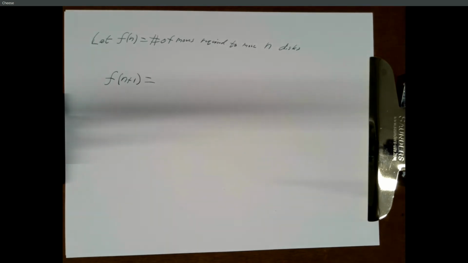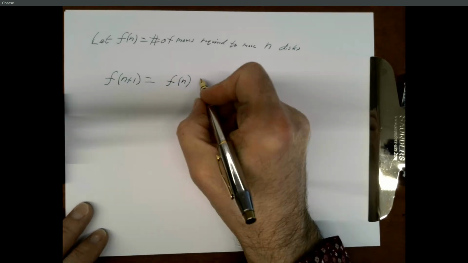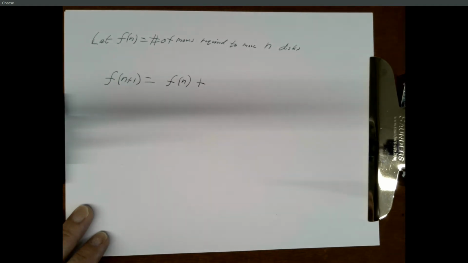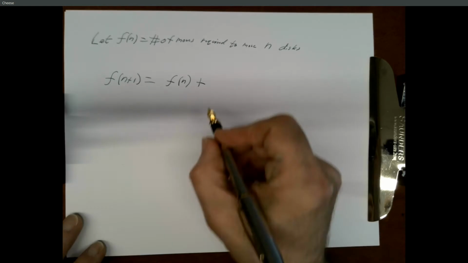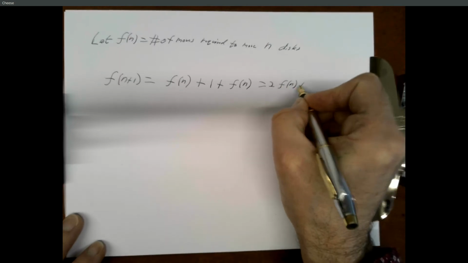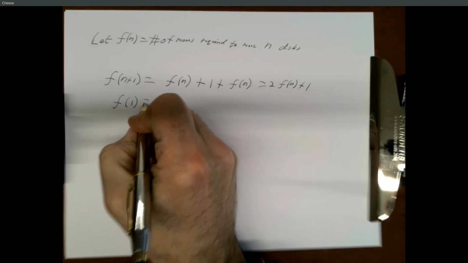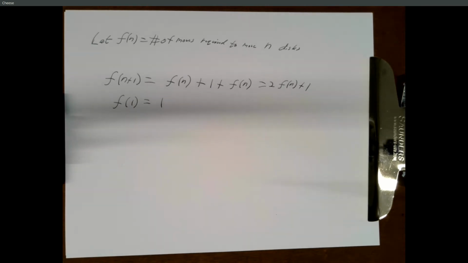Well, if you want to move n plus 1 disks, what do you have to do? You have to move the top n disks from the first post to the 3rd post, and that's going to require f of n moves. And then you have to move that largest disk to your destination, and then you have to move those n disks from that 3rd post back to the middle, which is going to take another f of n. So there's a recurrence formula for f of n plus 1. It's twice f of n plus 1. And if we only have one disk to move, that just takes a single operation. So there's our base case, there's our inductive step.